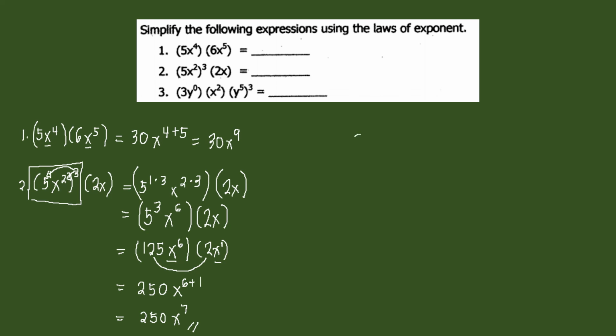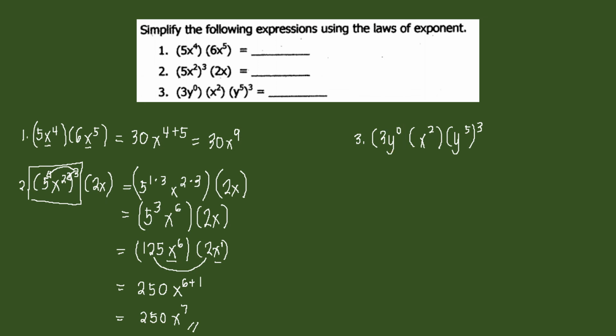Let's have number 3. We have there 3y to the 0 times x squared times y to the 5th cubed. So let's try to analyze our expression. We have here a variable that is raised to the 0 exponent. And what is it? It is y to the 0. I want to take particular attention that it's only y that is raised to 0 and not 3. The exponent of 3 is 1. Nothing is written there, right?